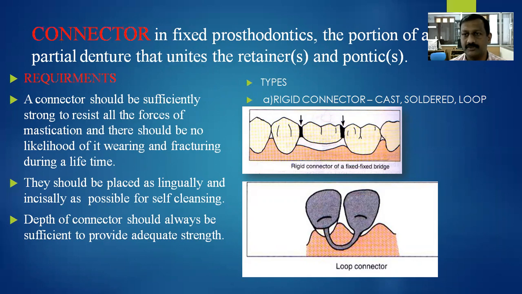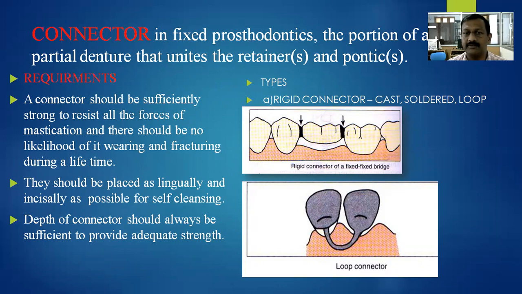Whenever the patient chews with the fixed partial denture, this is the area which is going to flex. So this area should be strong. If it is strong, then when the patient chews, it will not cause any damage to the abutment teeth or to the fixed partial denture.